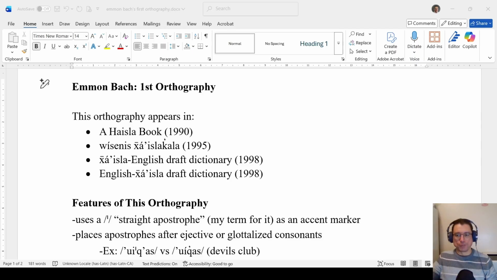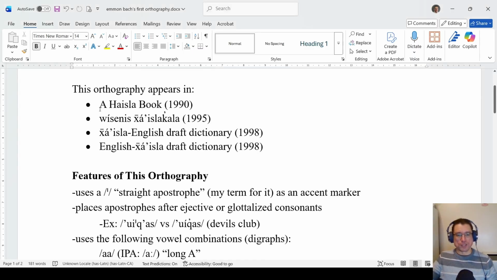This is a look at Emmon Bach's first orthography. I have a couple of documents that I'm going to go through, so we'll go to the first one here. Emmon Bach's first orthography appears in a few different resources.